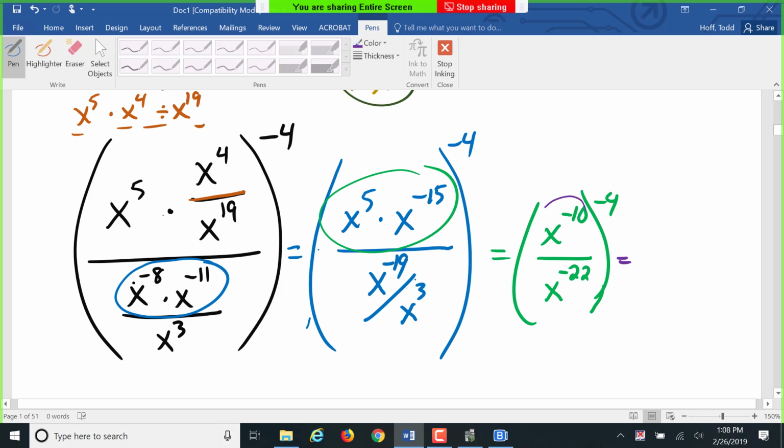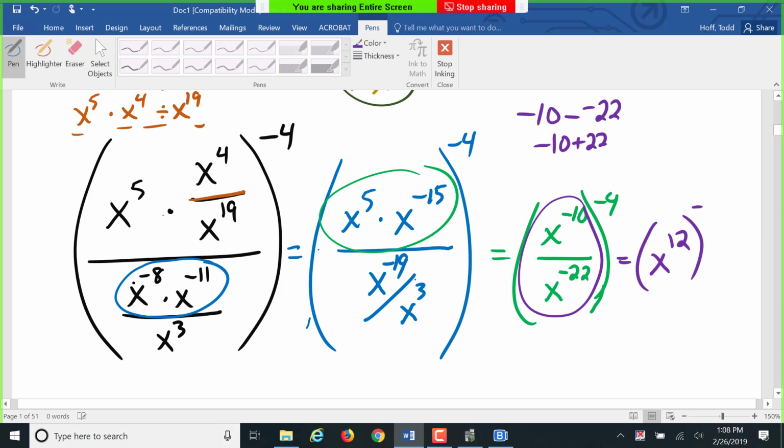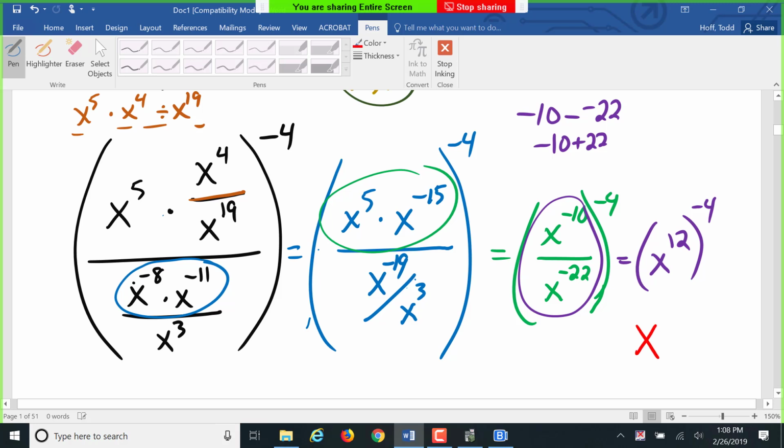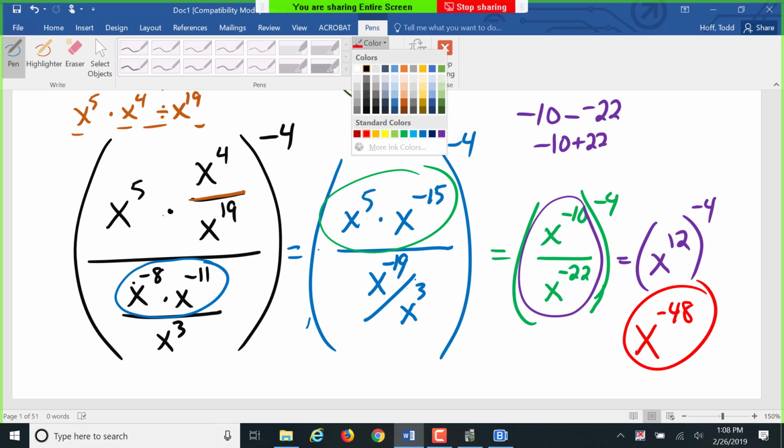Two more steps left. So we still have the x to the negative 10th divided by x to the negative 22. X to the positive 12. Good. Negative 10 minus negative 22 becomes negative 10 plus 22, which is positive 12. And of course, we still have to the power of negative 4. Perfect. X to the negative 48. Great.